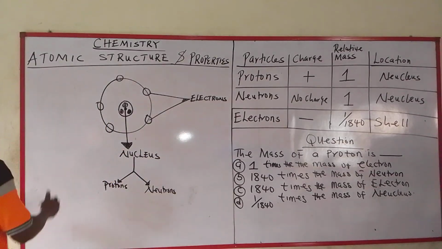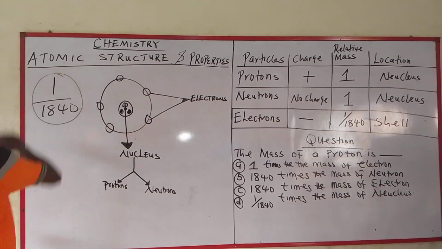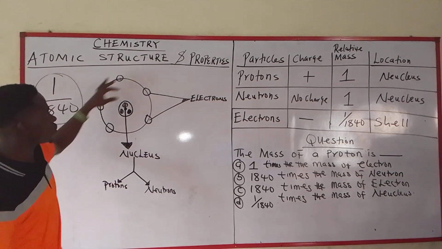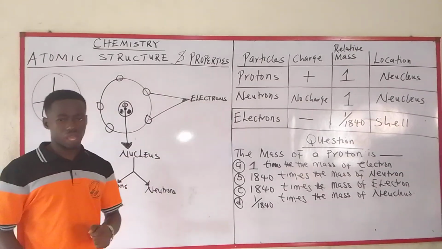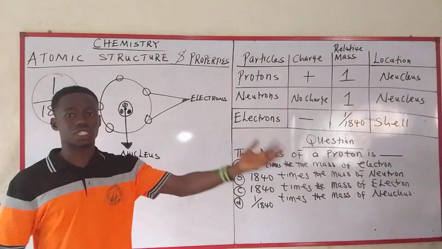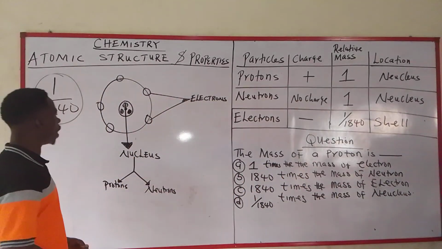It has a relative mass of 1 divided by 1840. That is the relative mass of an electron. Number 3, it is always involved in chemical reaction. Electrons are the ones involved in chemical reactions. Either they are transferred, which is electrovalency, or they are shared, which is covalency.